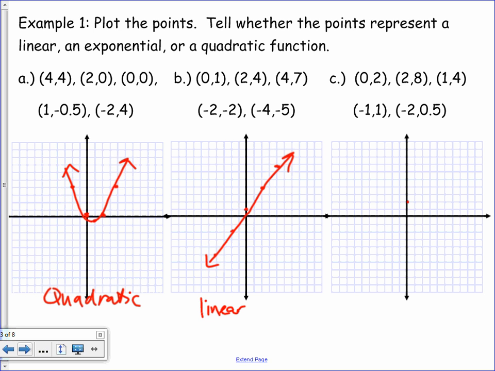And 0, 2, 2, 8, 1, 4, negative 1, 1, and negative 2, half. And this is looking like it's forming a curve, so this will be exponential. Alright.